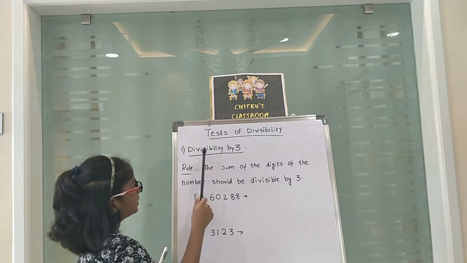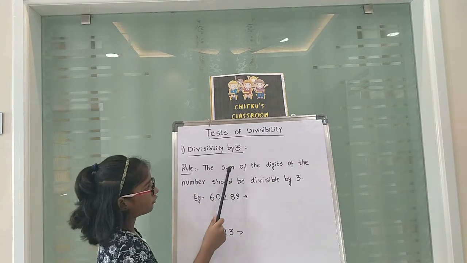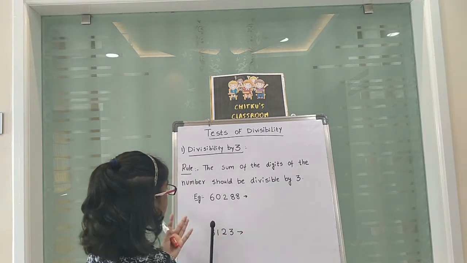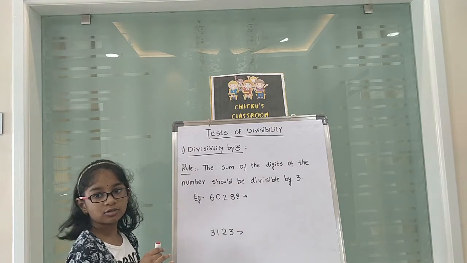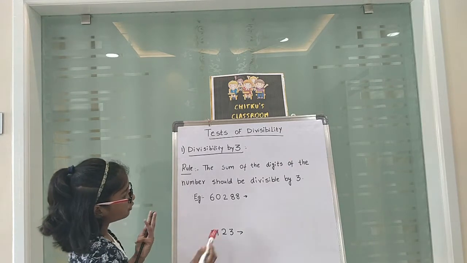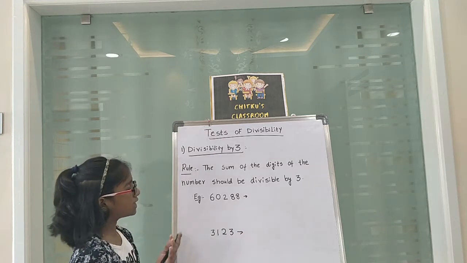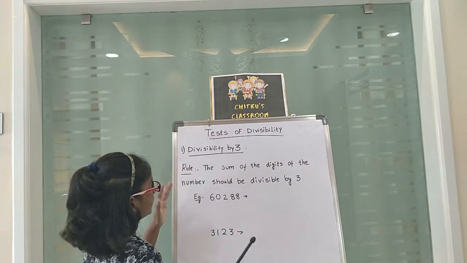Now let's learn about divisibility by 3, okay? The sum of the digits of the number should be divisible by 3. The sum means we should add it. So we should add these digits and see if the sum is divisible by 3 or not. That way we can know if it's divisible by 3 or not.